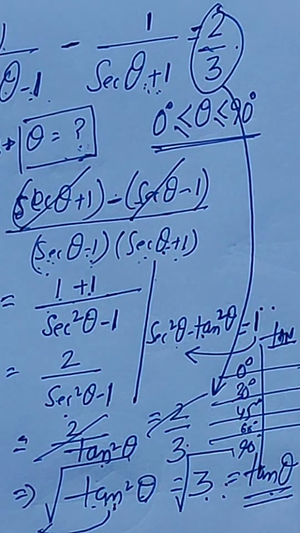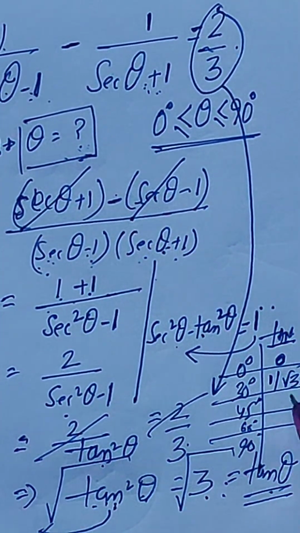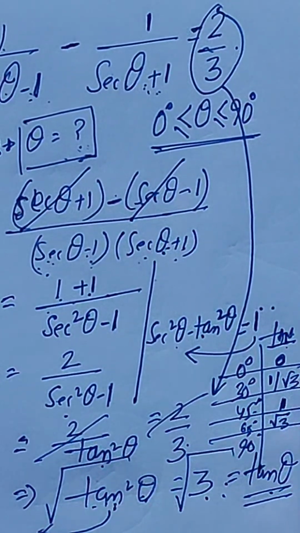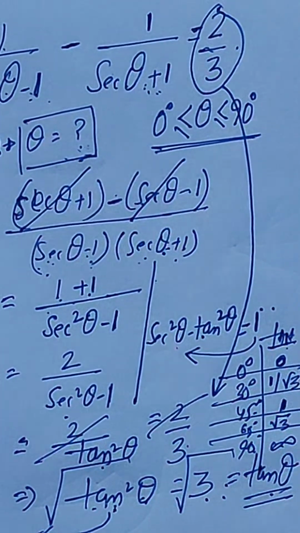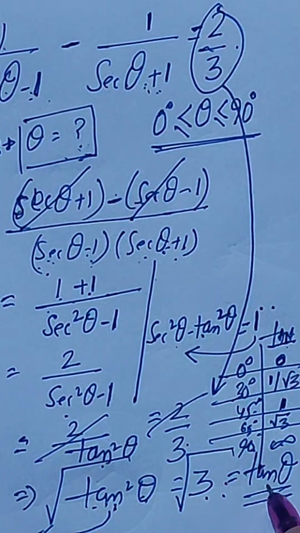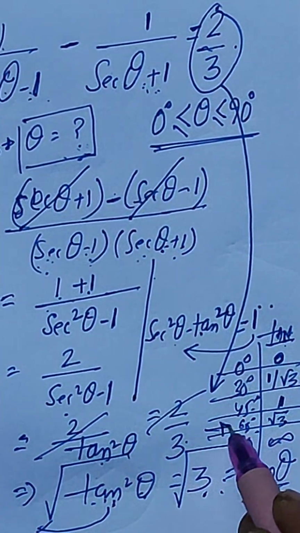If you remember, tan of 0 was 0, tan 30 was 1 by root 3, tan 45 was 1, tan 60 is root 3, and tan 90 is infinity, right? So if you remember all these values, then you can see, yes, when is tan root 3? It is equal to root 3 at 60 degrees over here.